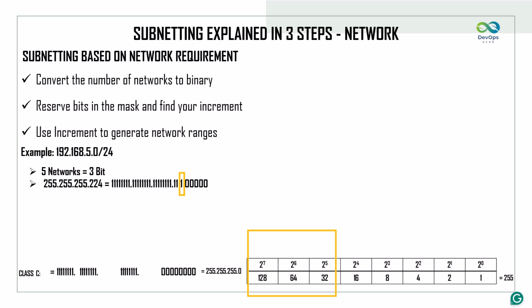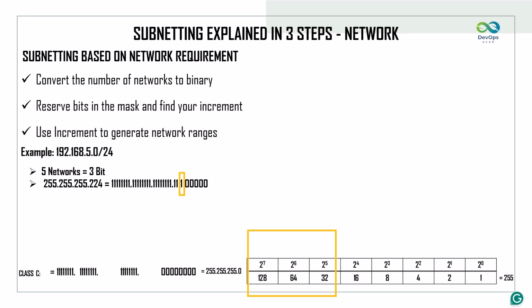Now the last step says use that increment to generate your network ranges. I have reserved 3 bits, which will give me my 5 networks that I need. In order for me to be able to generate my 5 networks, the third step says we should use the increment to find our network ranges.